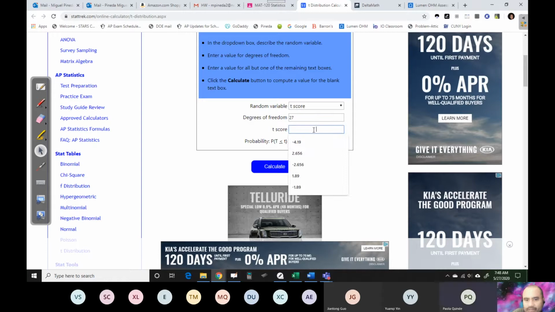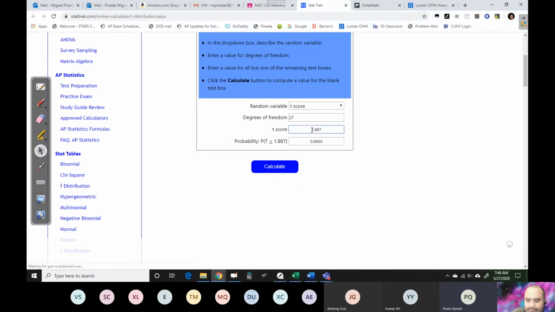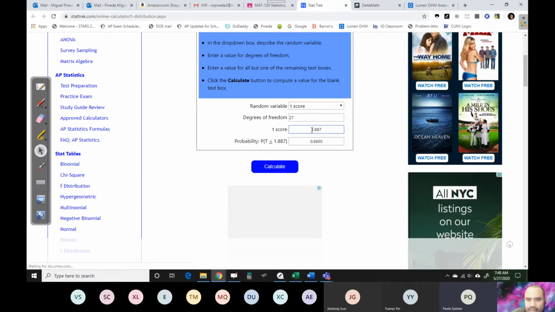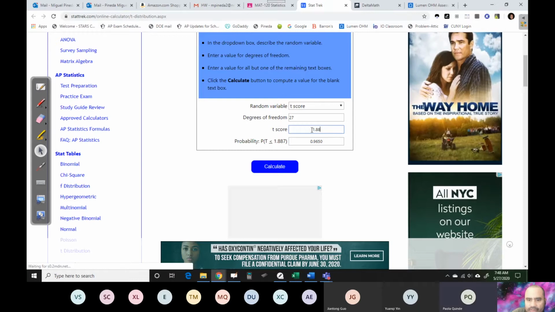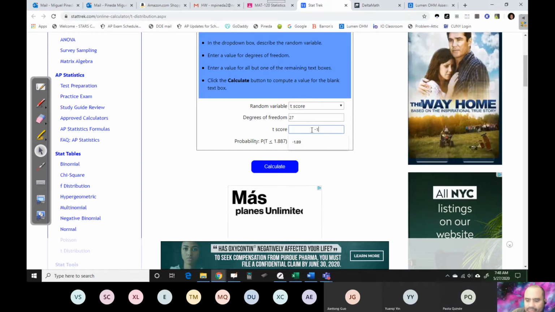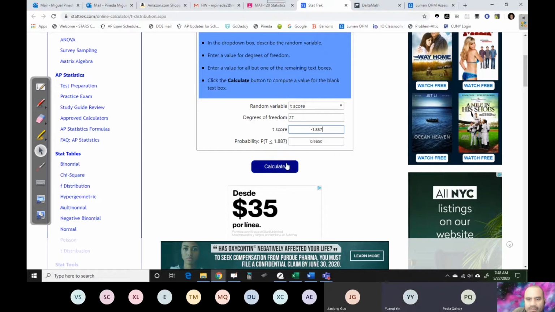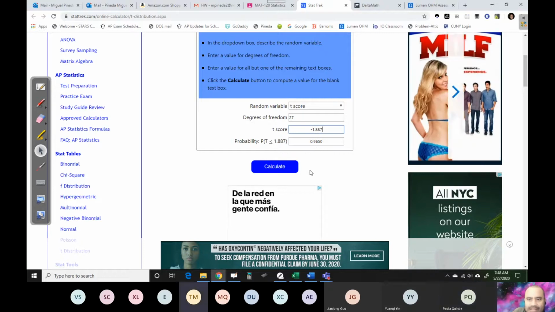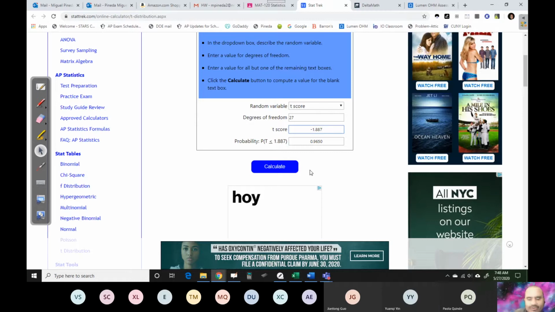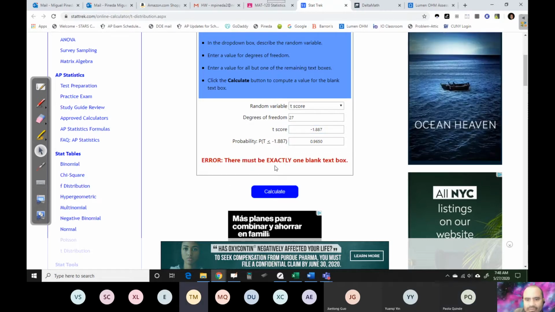Okay, I'll see if I can find another calculator. But let's see if this one is working. Remember the t-score was 1.887? Yes. All right, let me see if it worked. Actually, it was negative, remember, because we're doing the negative side, right? So we're going to put a negative there. Oops, let me put it again. Negative 1.887. Okay. You see, if I do the positive side, it gives the entire area, which we don't want.